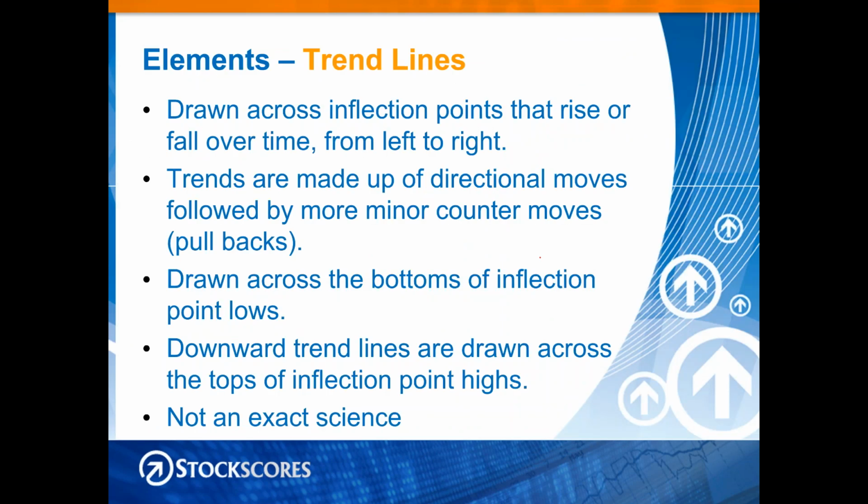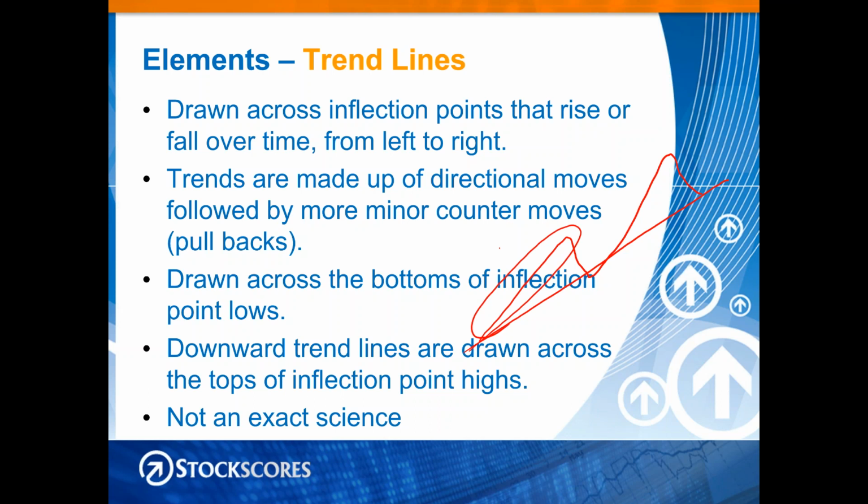Now we can take those inflection points and use them to draw trend lines. We talked about support and resistance and how we can draw horizontal lines of support and resistance, but we can also draw trend lines. Trend lines are a type of support and resistance, but we separate them out because they help us with some of the strategies that we do. They're drawn across inflection points that rise or fall over time from left to right. They're made up of directional moves followed by counter moves. So if we have an upward move in price and then we have a pullback, and then we have an upward move in price and a pullback, now we can define a trend line.